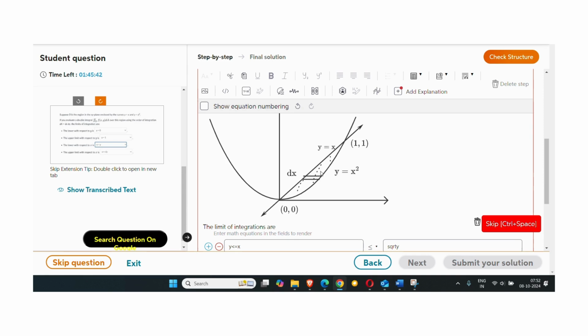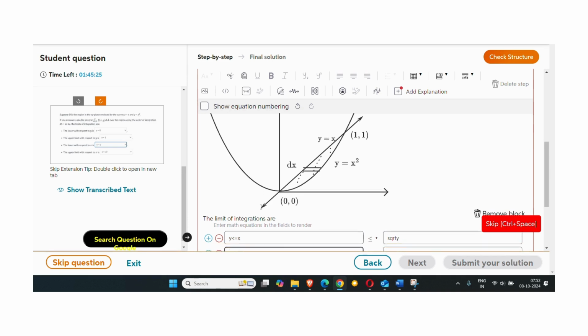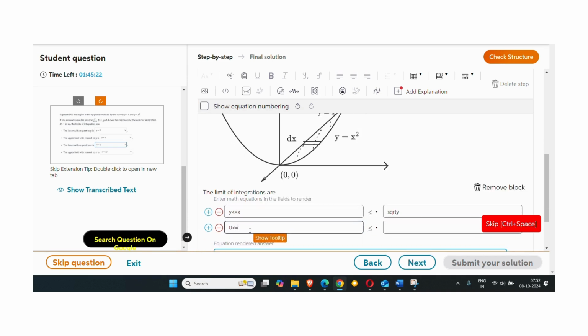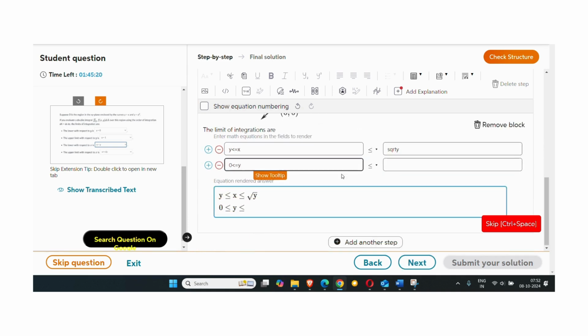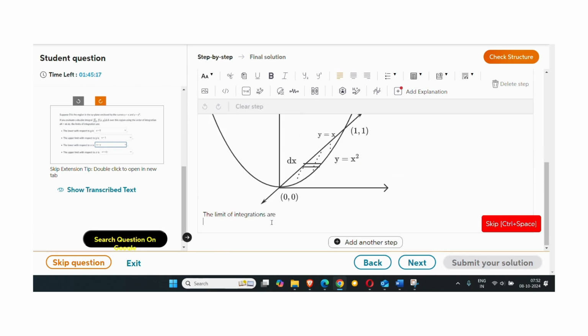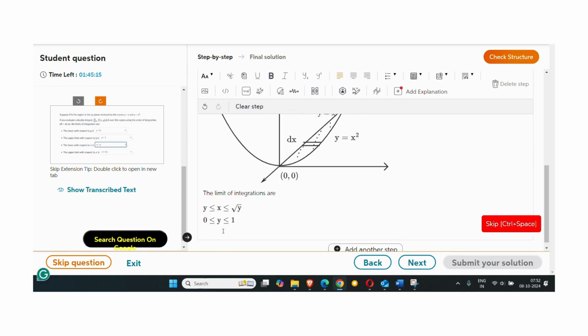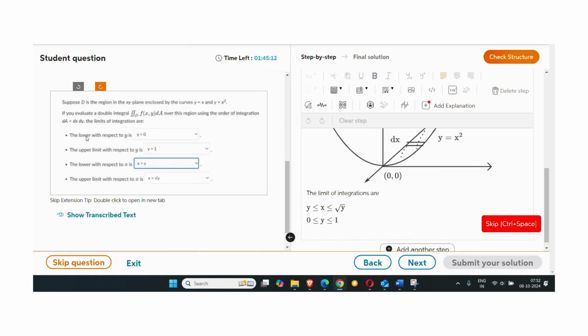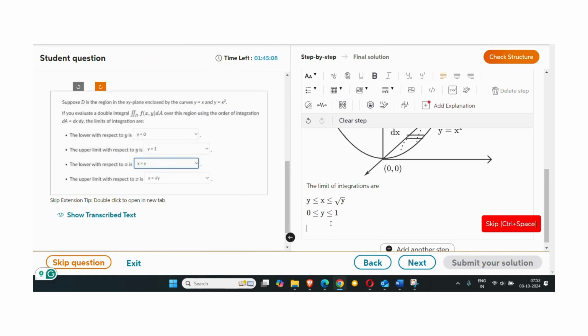Now to find out the limits of integration of y, we have to move the strip up and down from where the region starts to where the region ends. The region starts at y equal to 0, and the region goes up to y equal to 1. So the limit of integration will be y equal to 0 to y equal to 1. So they have given in terms of words to represent the limits of integration.